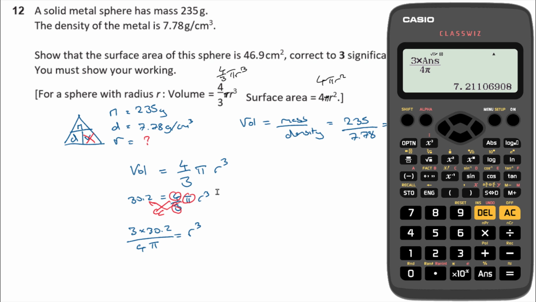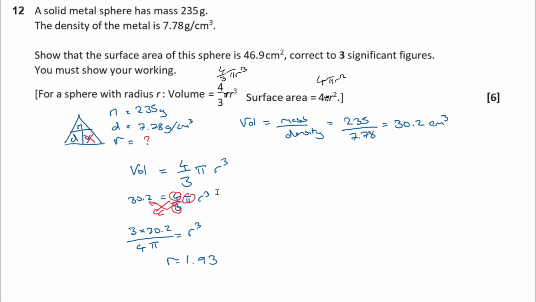Now that's r cubed, so to find r, I'm going to have to cube root that. Cube root of answer, and that comes out to be 1.93. I'm just going to write that down. So r equals 1.93, but I'm going to retain that number on my calculator for a bit longer. Good. We've now done parts 1 and 2 of our master plan. The last part is to work out the surface area now that we know the radius.